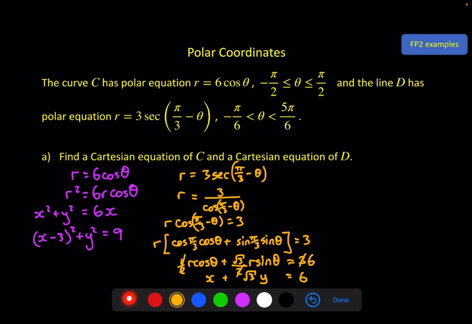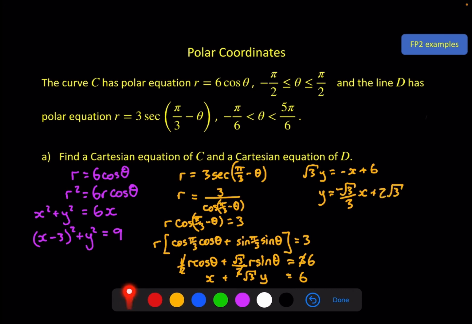I'm tempted to leave that how it is, but actually, because I know I'm going to sketch it in a moment, I will rearrange it into a more familiar format. I'm going to put root 3y equals minus x plus 6, divide everything by root 3, and rationalize at the same time. So we've got y equals root 3 over 3 times minus x plus 2 root 3.